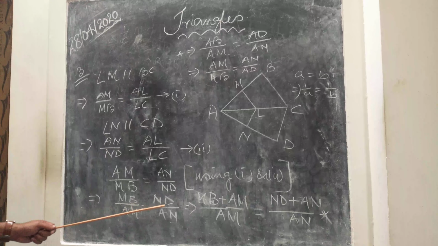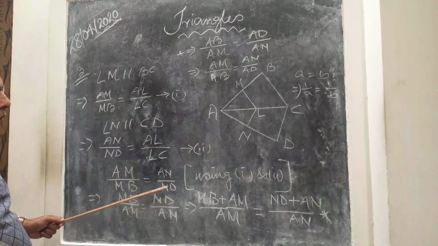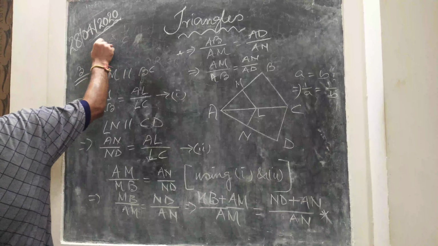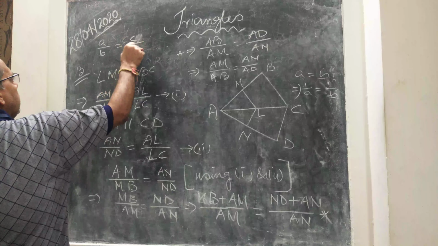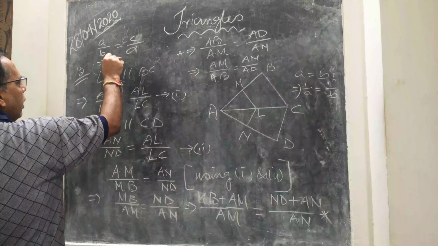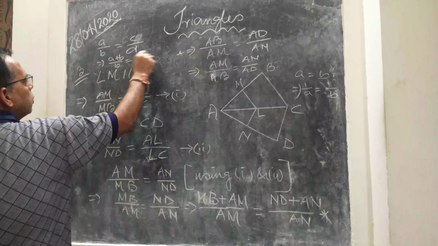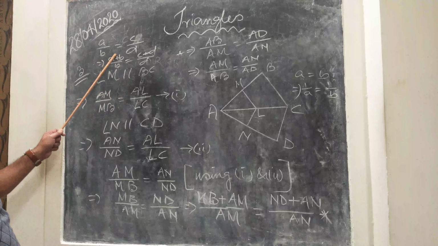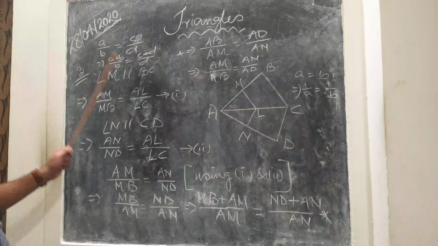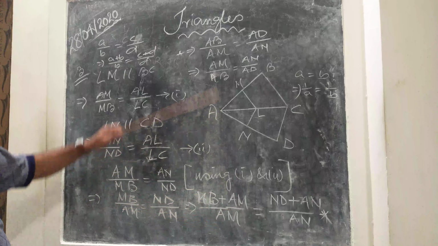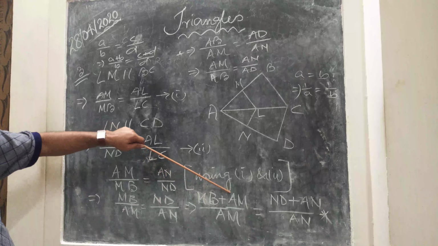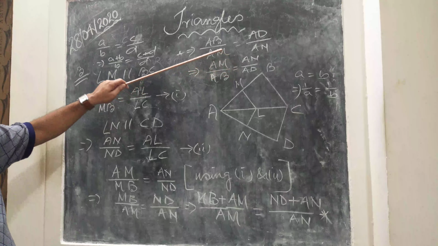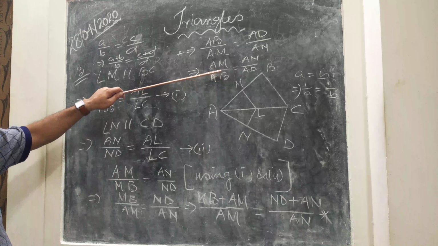So what are the properties we have used? First invertendo we have used. Next we have used the componendo. Componendo means what? Suppose A by B equal to C by D, then it will be A plus B by B equal to C plus D by D. This is known as componendo. If you subtract, then it will be dividendo. So we have used here componendo. After componendo, we got MB plus AM equal to AB, and AN plus ND equal to nothing but AD. And then once again you have used the invertendo.